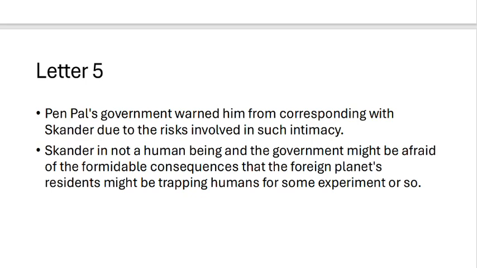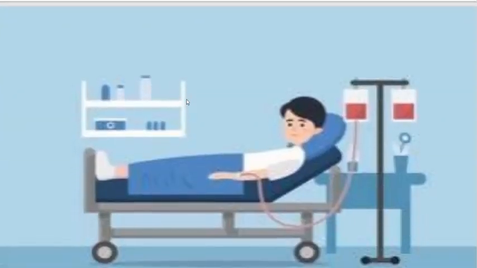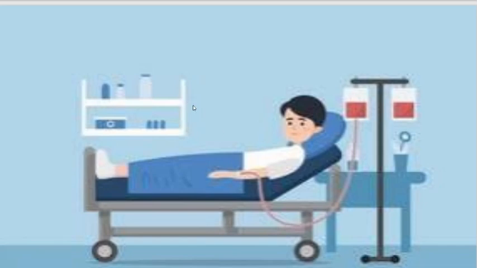Next is, Skander is not a human being and the government might be afraid of the formidable consequences that the foreign planet's residents might be trapping human beings for some experiments or so. The government was of the view that these aliens may take the people from Earth for some experiments. So the government denied any communication with such aliens. As you can see over here, students, he is the pen pal, who is a bedridden, paralyzed patient.